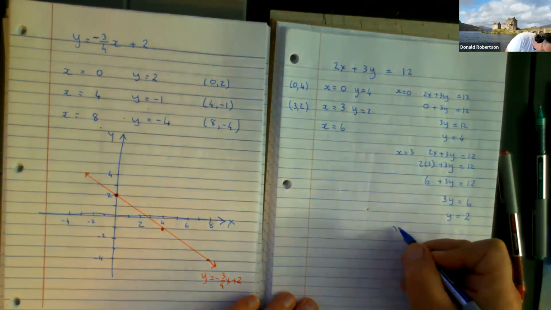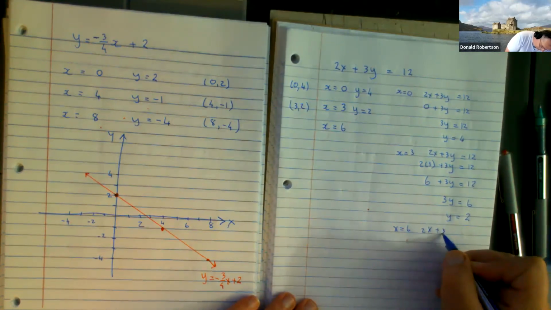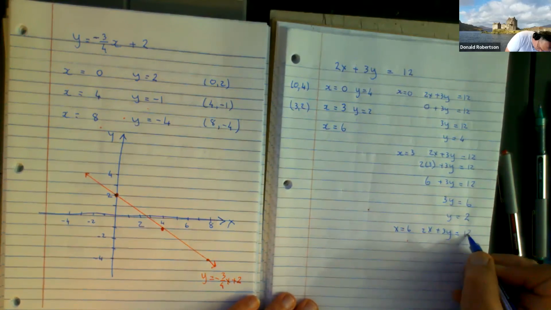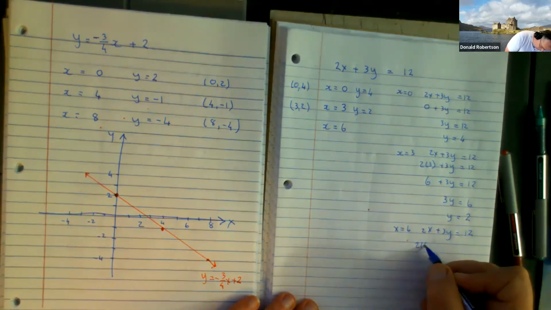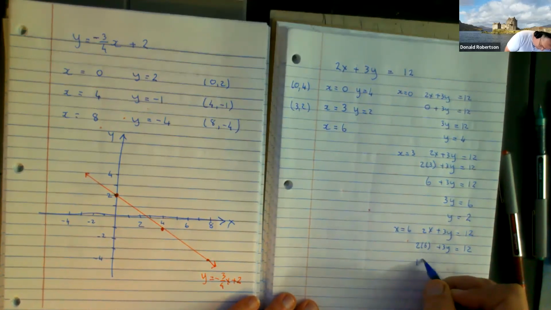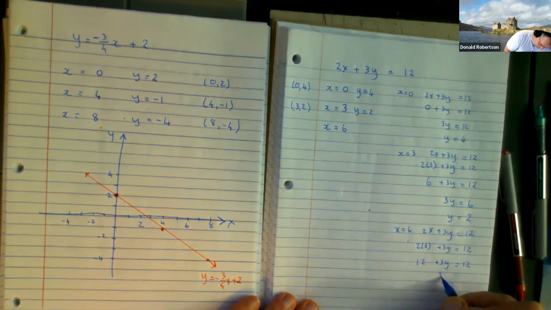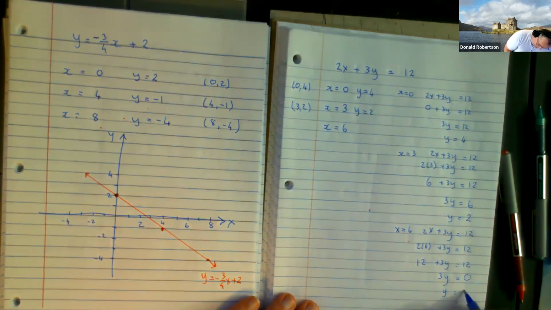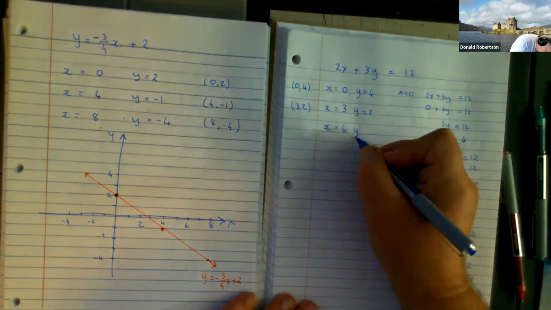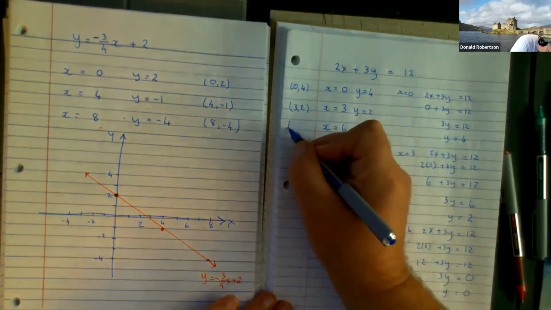And for completeness' sake, I'm going to do x equals 6. That's going to be 2 lots of x plus 3 lots of the y coordinate should equal 12. 2 lots of 6 add 3y equals 12. 12 add 3y equals 12. So 3y is going to be 0. Dividing both sides by 3, you get 0. And so I have that guy as my third pair.